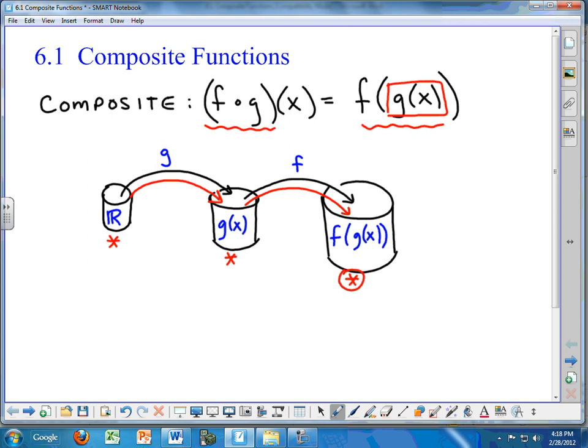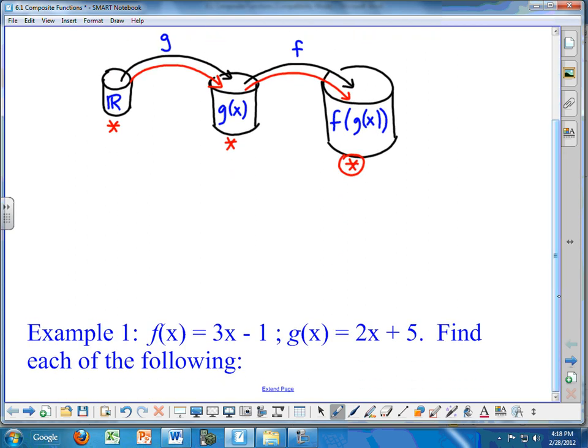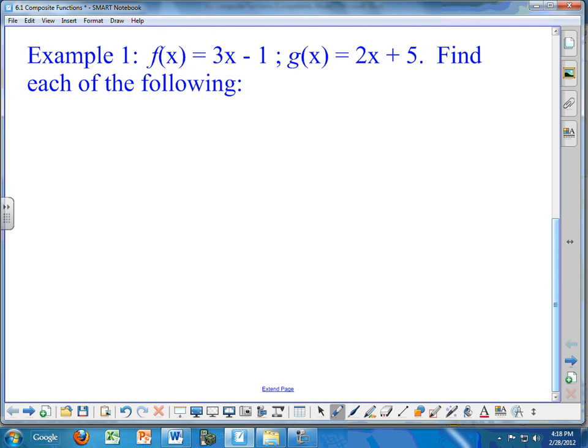So looking at that algebraically, as we see in our first example, we have 3x minus 1 is the first function, and 2x plus 5 is the second. And we're going to find each of the following items. So let's start with the first one. First, we're going to do it numerically. So part A is going to be f of g of, and in this case, we're just going to try the number 2. And of course, rewritten, this is going to be f of g of 2.